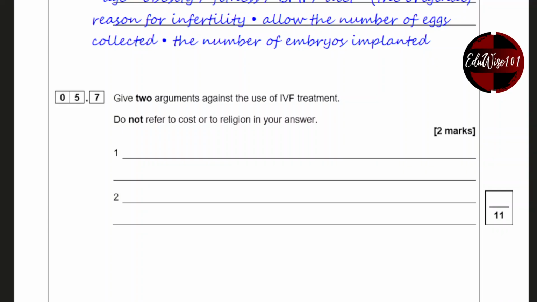And there are also ethical reasons in terms of what do you do with the embryos that are not actually being used? Do you store them? In the UK, you can actually store them up to 10 years. So what happens after 10 years? Well, after 10 years, you will either have to pay for it to be stored separately, or it will need to be destroyed.